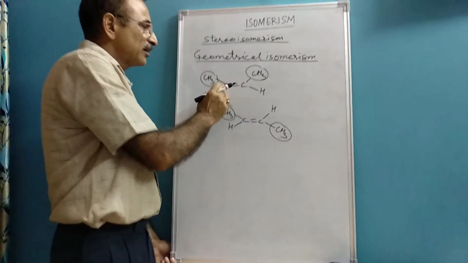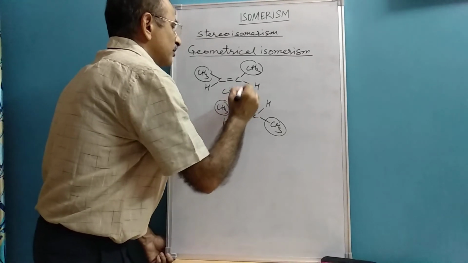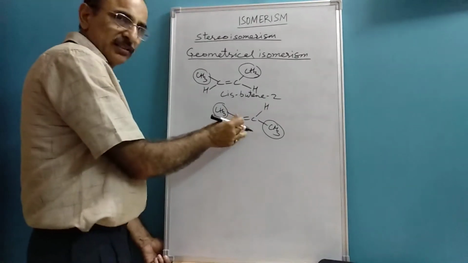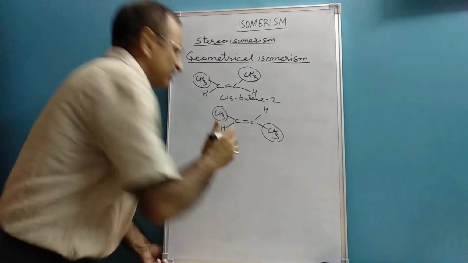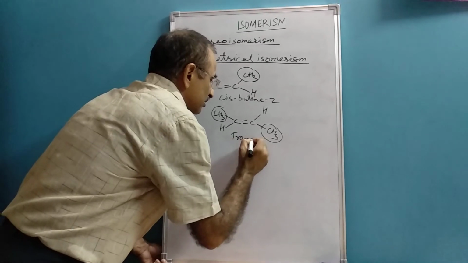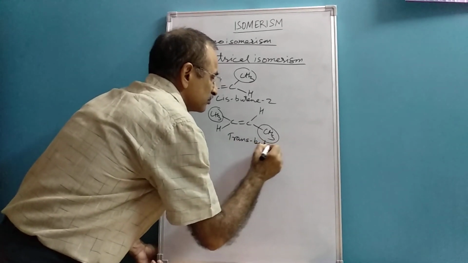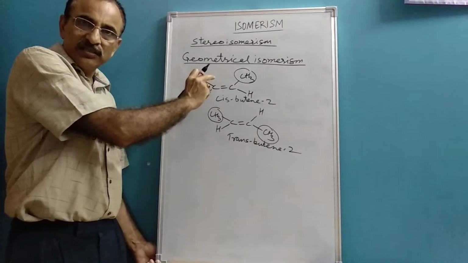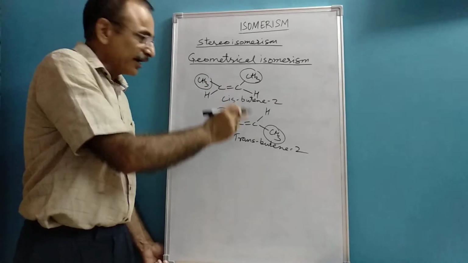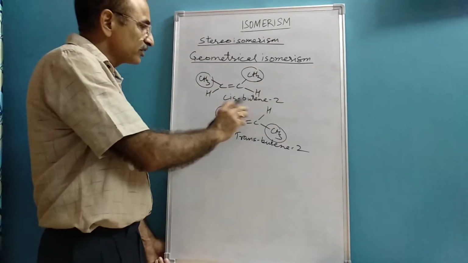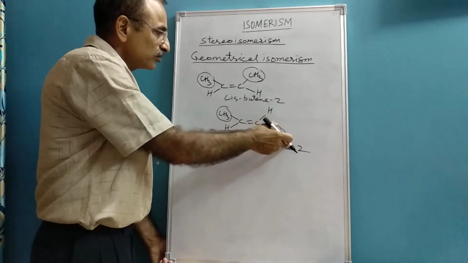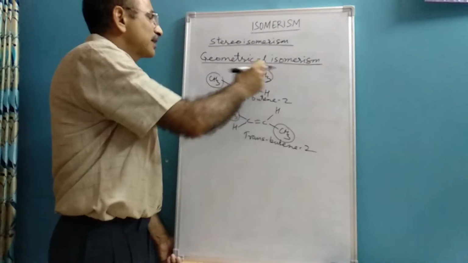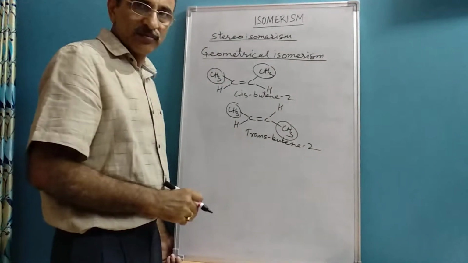First case, this is called cis form, cis butene, and this one is across, trans butene. Cis means on the same side, cissoid, and trans means transoid. Transoid means across. Here both methyl groups are across carbon-carbon double bond. Here both methyl groups are on the same side of carbon-carbon double bond.